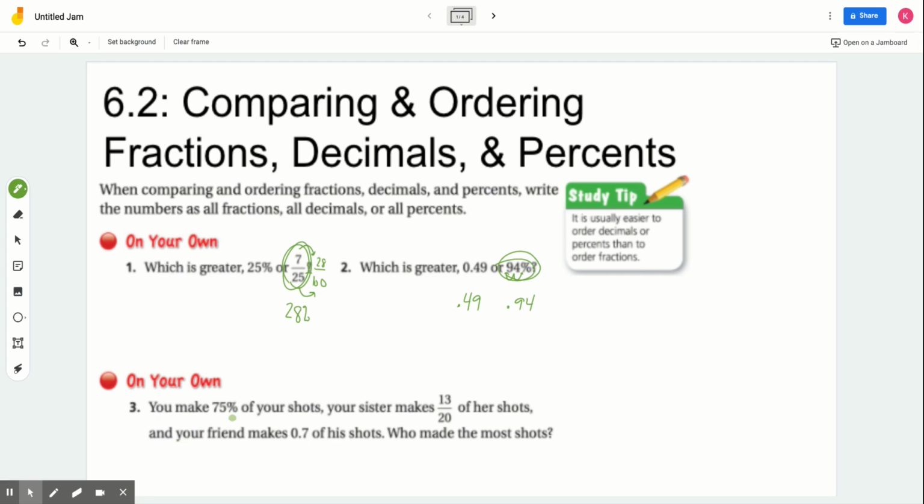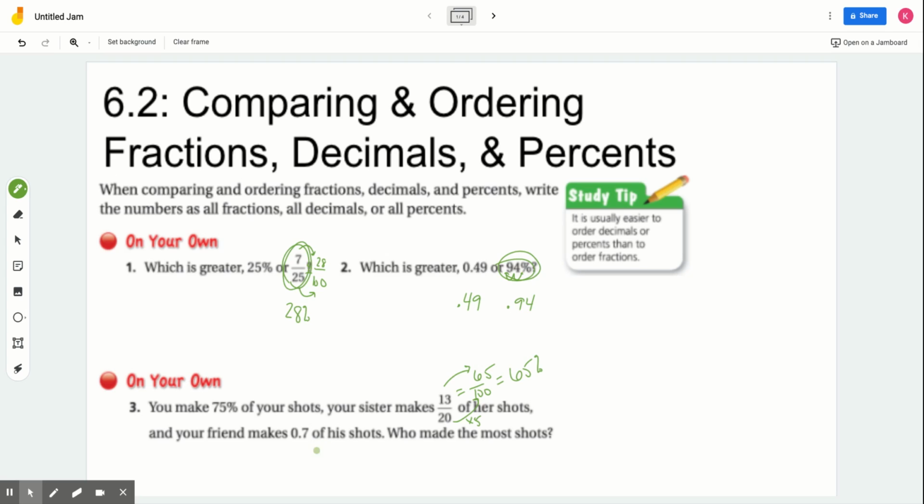On number 3, it says you make 75% of your shots, your sister makes 13/20ths of her shots, and your friend makes 7/10ths or 0.7 of his shots. Who made the most? So again, we either need to convert these all to decimals or all to percents. So let's go ahead and convert these to percents. So again, we know that percents are always out of 100. 20 times 5 makes 100. 13 times 5 makes 65. 65 out of 100 is 65%.